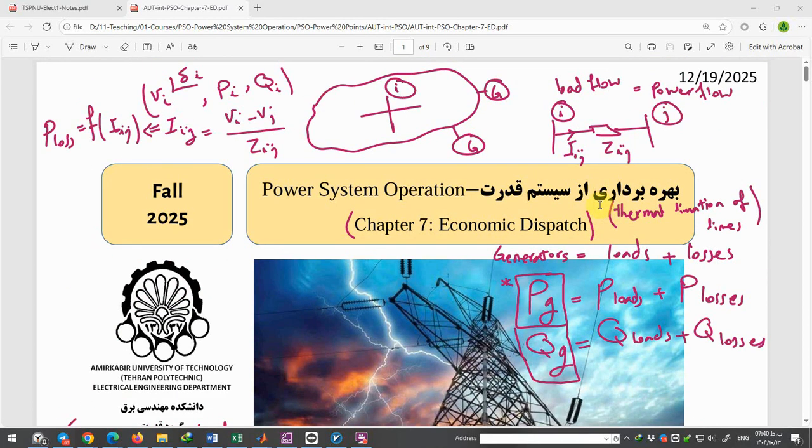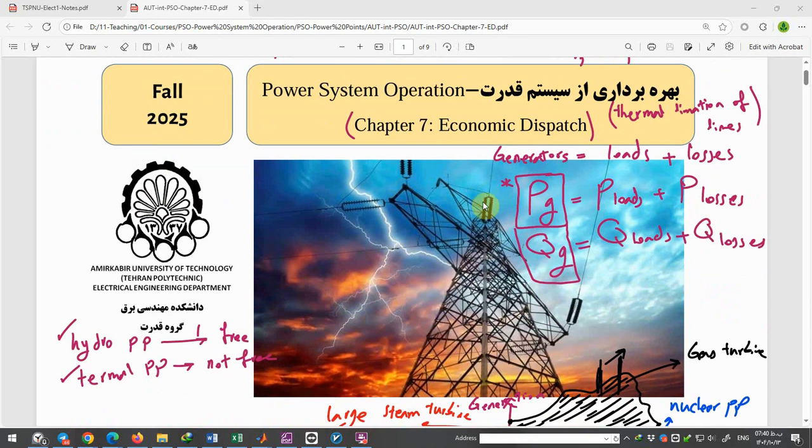And we talked about the balancing between each generation, which should supply loads and losses. For example, the active power generated is divided to load and losses. Actually, the reactive power generated is divided to the reactive power needed for loads and transmission line losses.